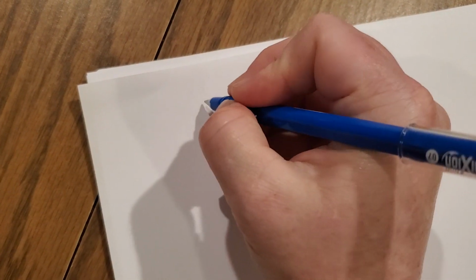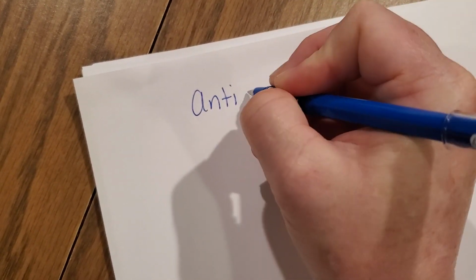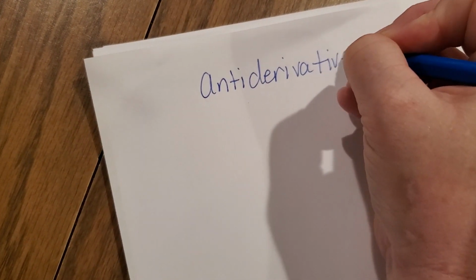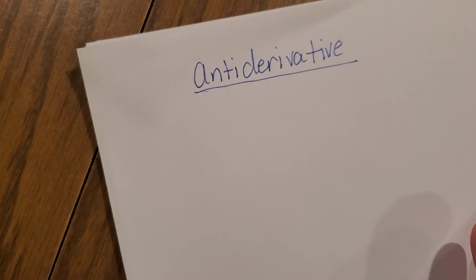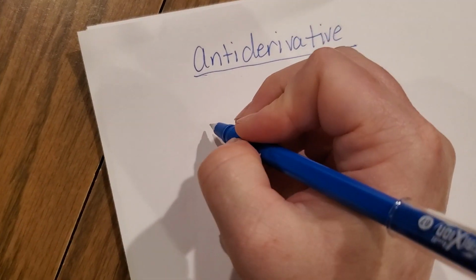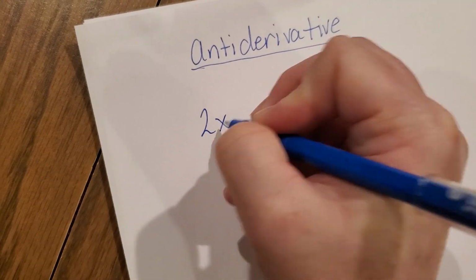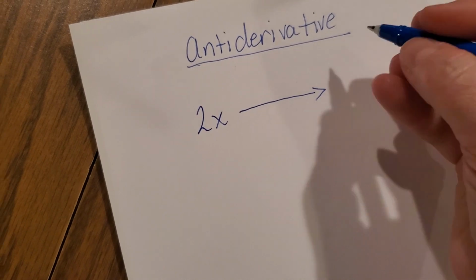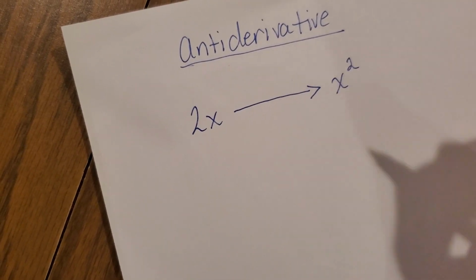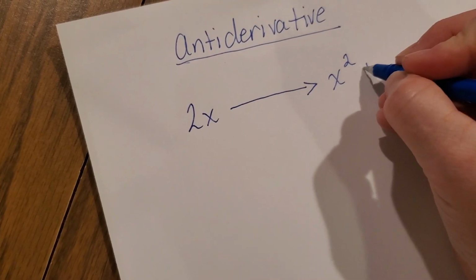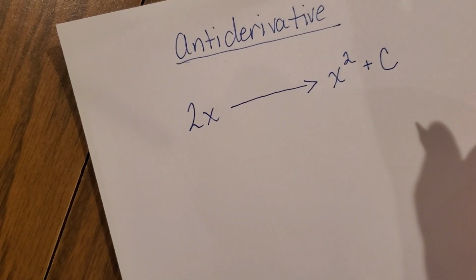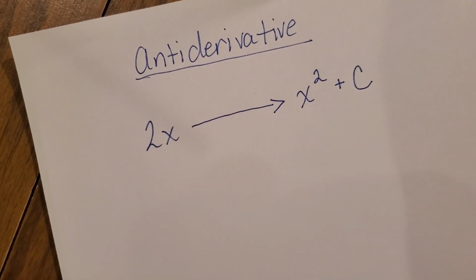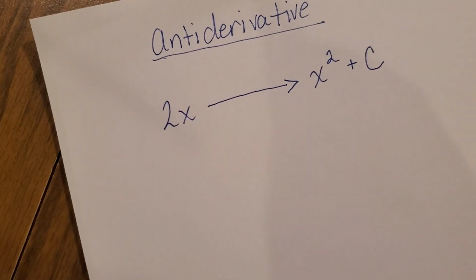antidifferentiation. So it's the antiderivative. Okay? All right, so if I had 2x and I wanted to know what that function was before I took its derivative, we all know it was x squared. But what we do is we put a plus c because we're not 100% sure if there was a constant there or not. Okay? All right.